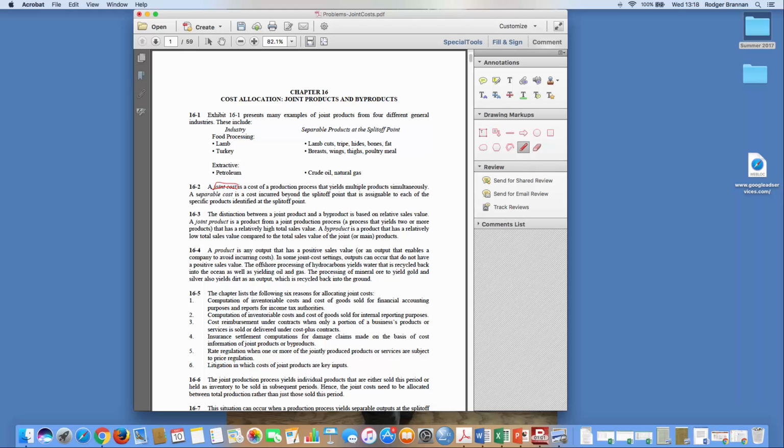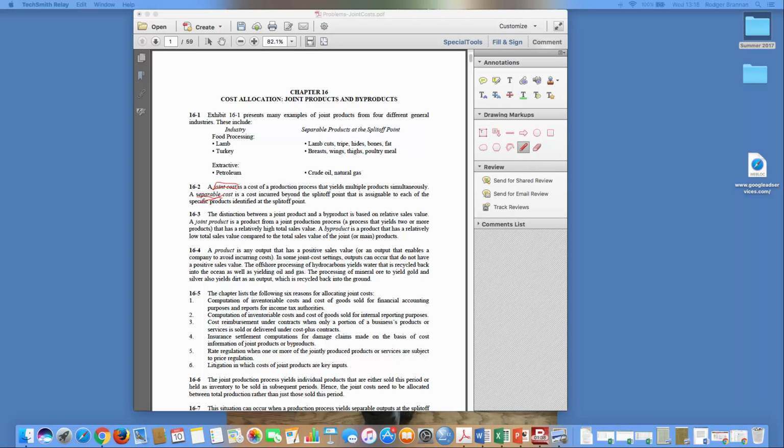Now, a separable cost is something that occurs only if a company decides that they're going to process the product further. So, for example, if you're taking raw milk and you come up with, let's say, 2% milk, well, that 2% milk could then be processed further to create, let's say, cottage cheese. So the cost of moving from 2% milk to cottage cheese would be a separable cost.